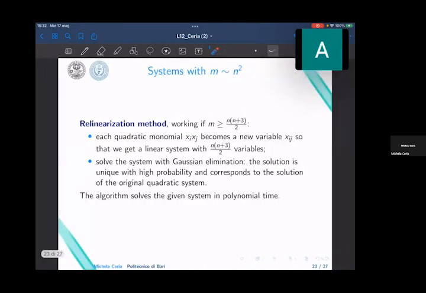Finally, the last three slides. I don't know whether I'm too long or not, but there are really three or four slides and I'm over.